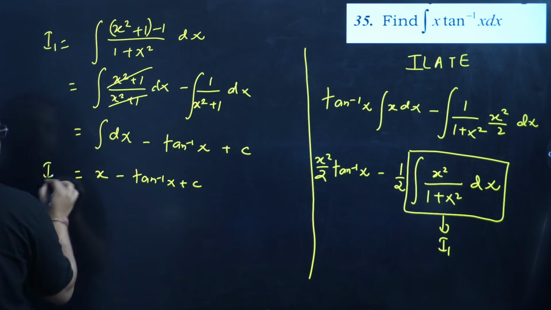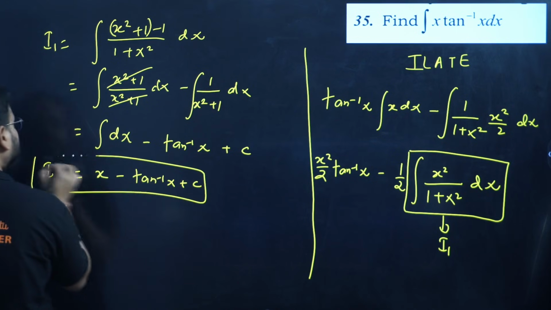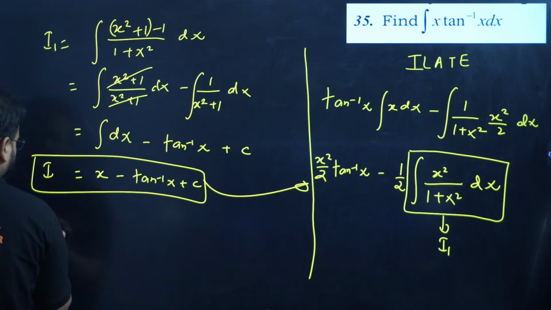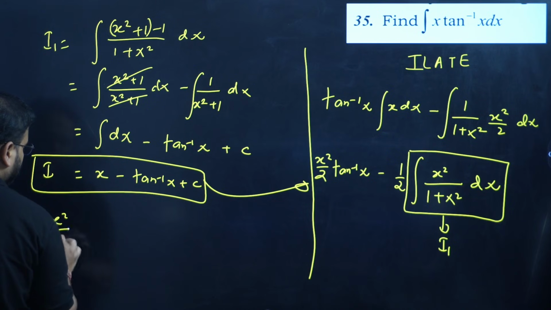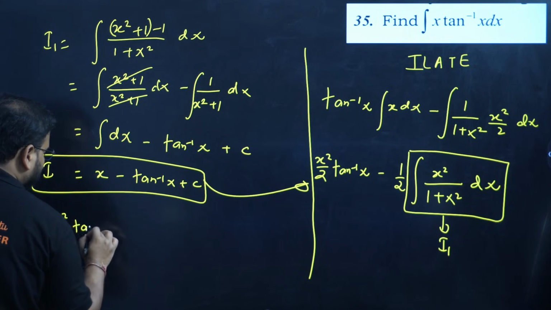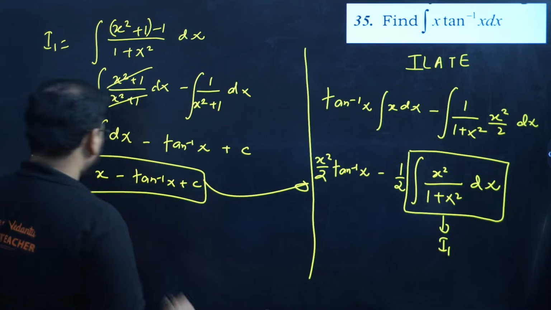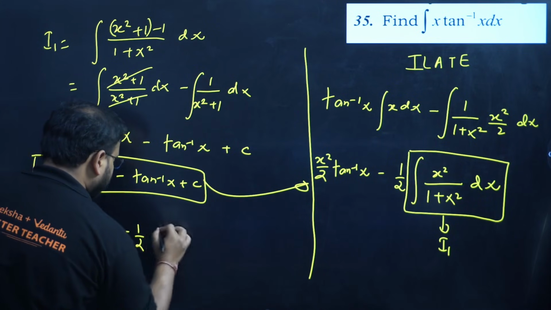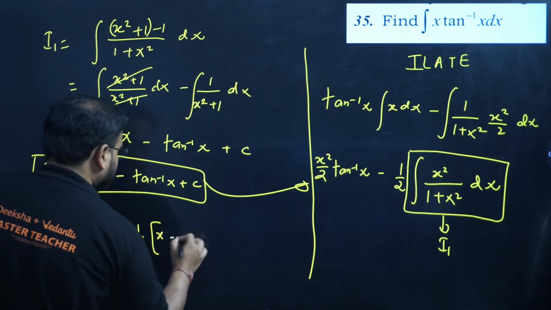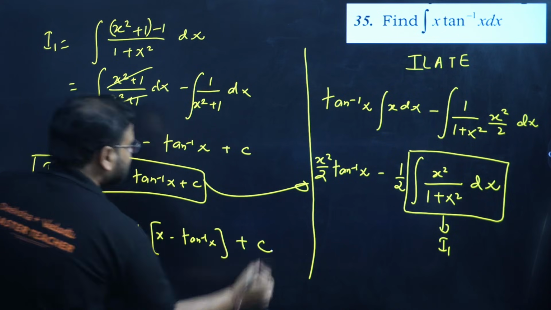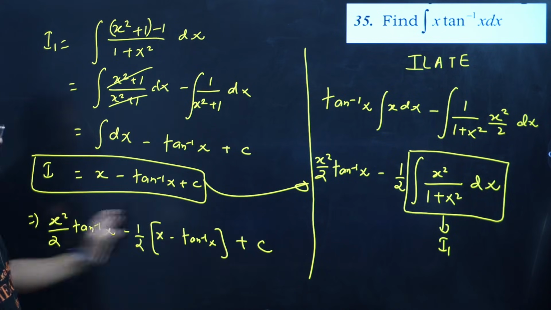This is I1. I'll put it back in my given final result, which is over here. Check this out. My final answer becomes x square upon 2 tan inverse of x. This is the first one over here. Now we have minus 1 by 2 and the bracket. This one. X minus tan inverse of x. The constant plus c can be kept aside like this.